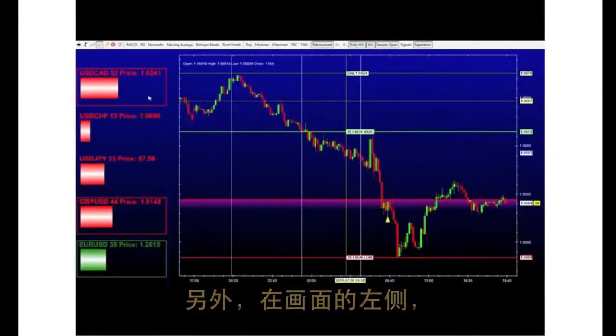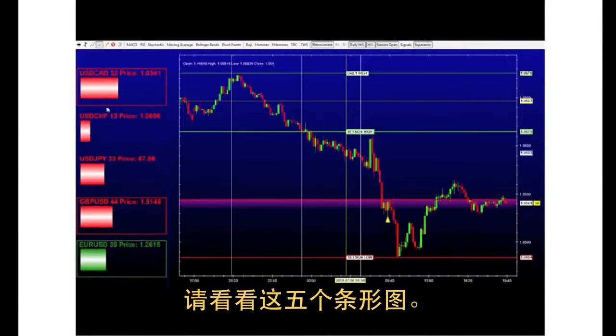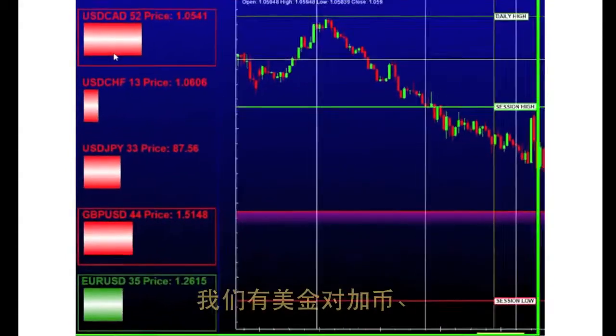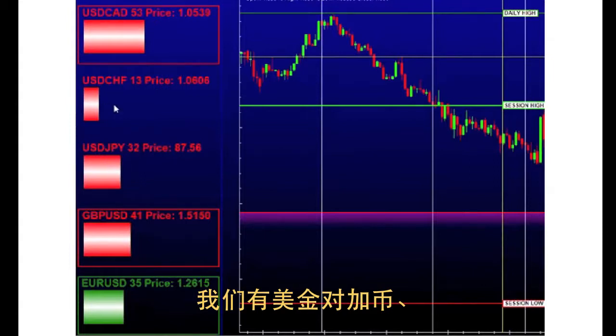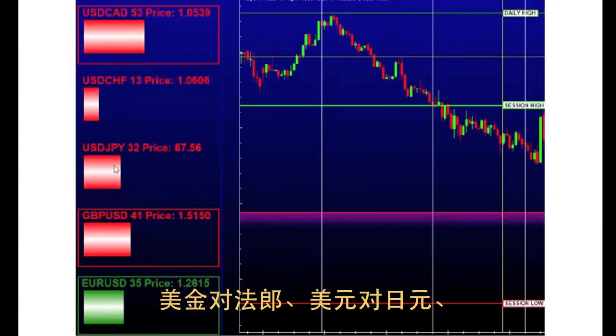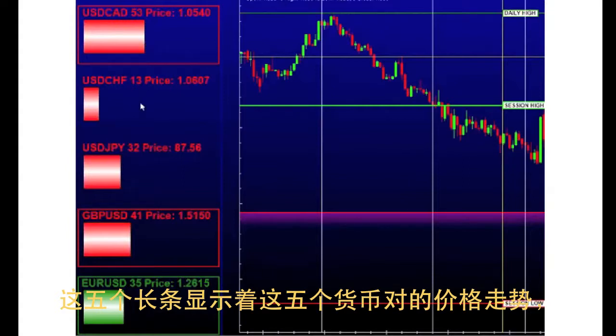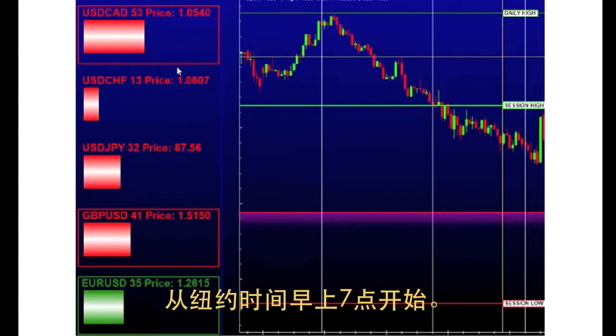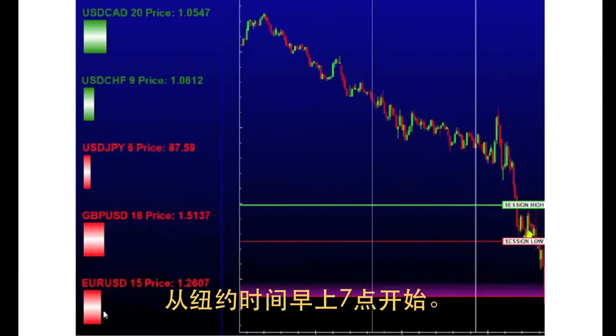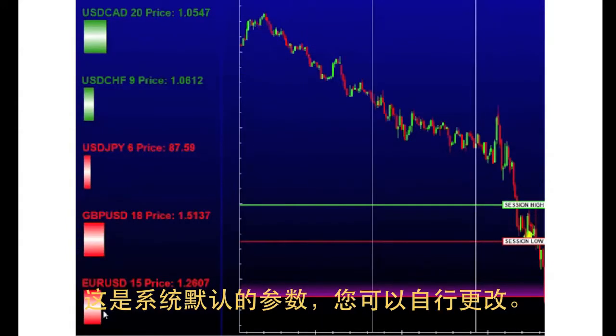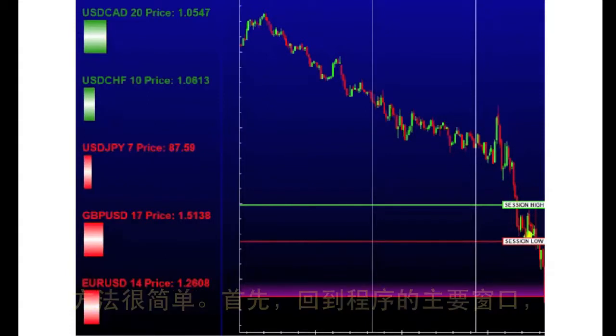Next, on the left-hand side, we would like you to take a look at these 5 bars. We have the US dollar Canada, US dollar Swiss franc, US dollar Japanese yen, the British pound dollar, and the Euro US dollar. These 5 bars simply indicate the price movement for each one of these currencies starting at 7 a.m. New York time, because that's where we have set the parameters within the system, which can be changed manually by simply going to the main program.